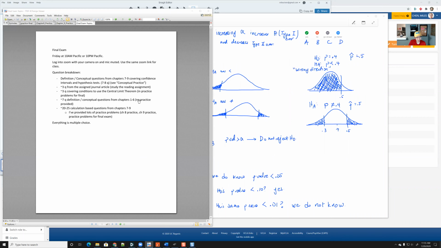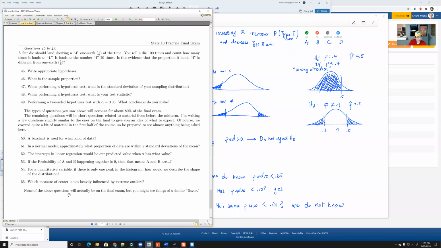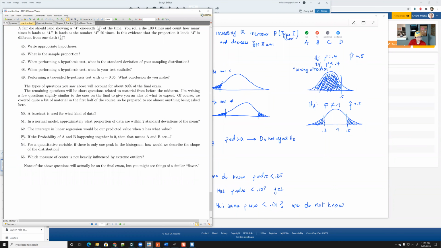Okay, and then I guess there's technically a couple practice questions from chapters 1 through 6 at the very end of this practice final. I think I put some here, right? A bar chart is used for what kind of data, a normal model, what's within 2 standard deviations of the mean, and things like that. So there are actually a few questions here.